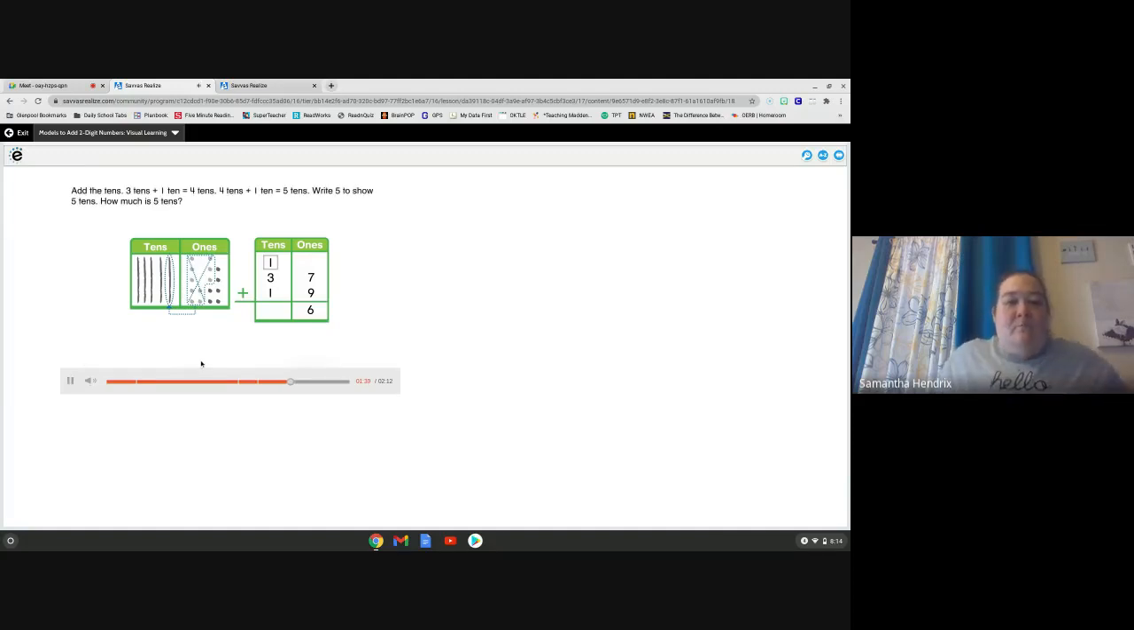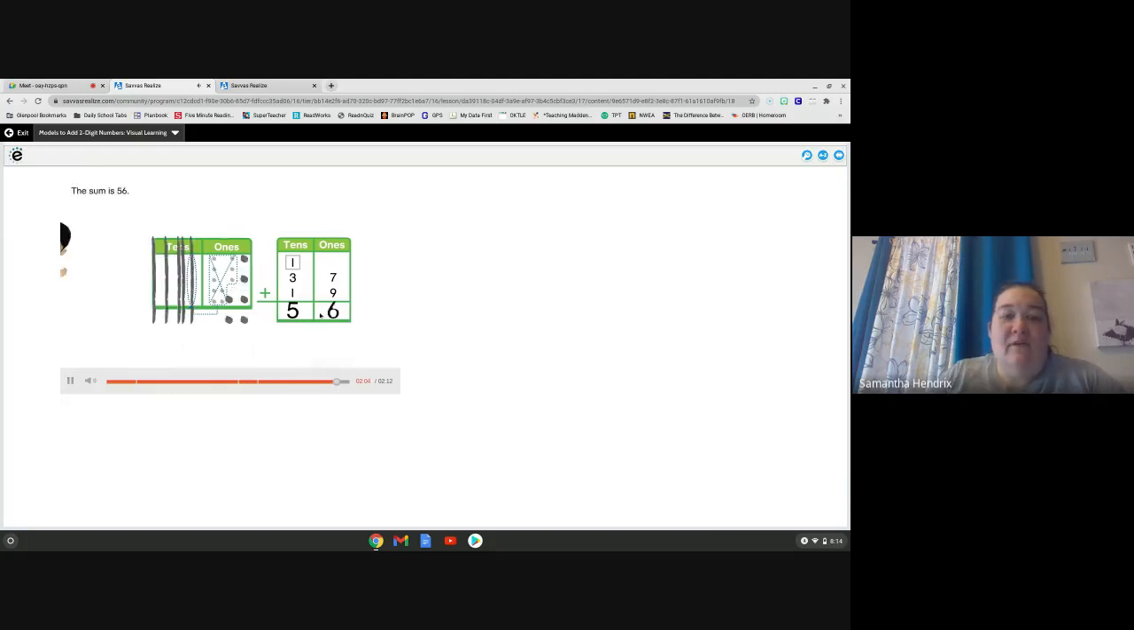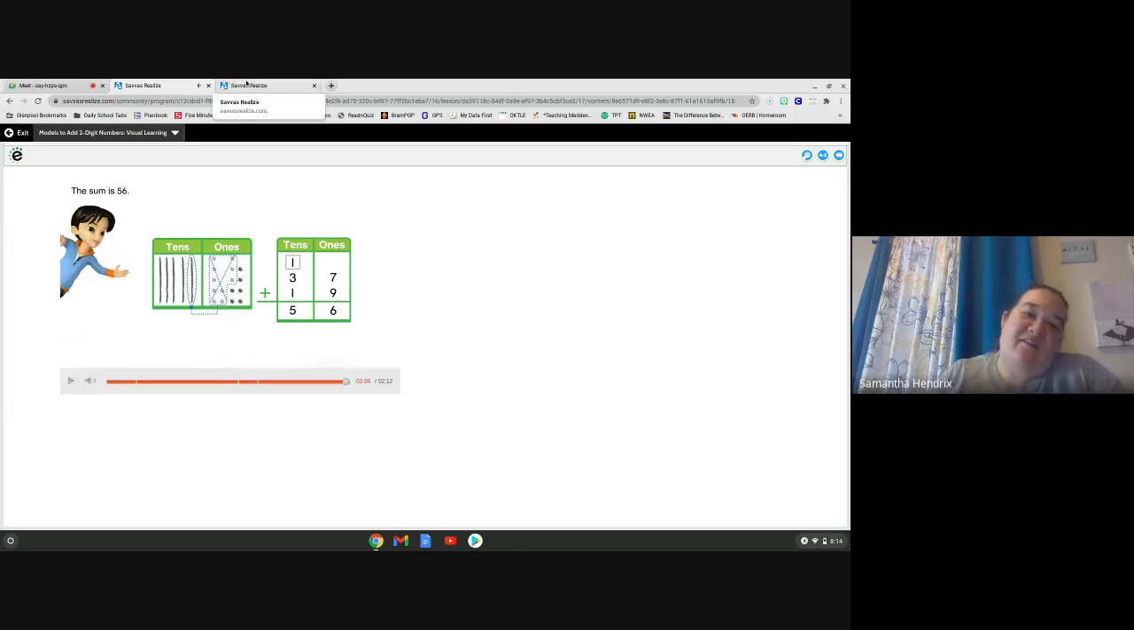Add the tens. 3 tens plus 1 ten equals 4 tens. 4 tens plus 1 ten equals 5 tens. Write 5 to show 5 tens. How much is 5 tens? 5 tens is 50. What is the sum of 37 and 19? The sum is 56. You can now add two-digit numbers. Okay, so just like that, now you can do it, right?